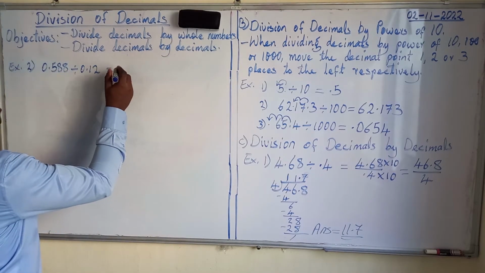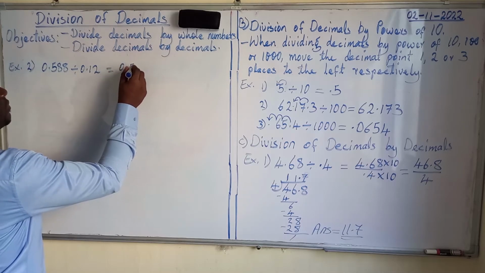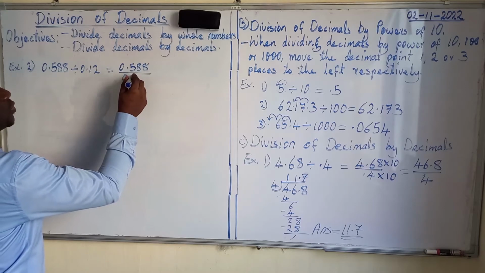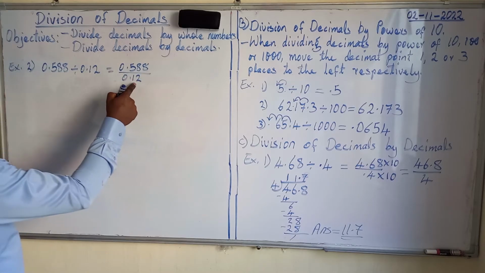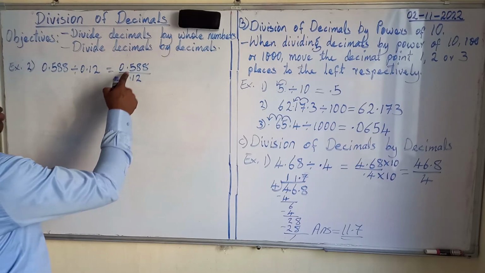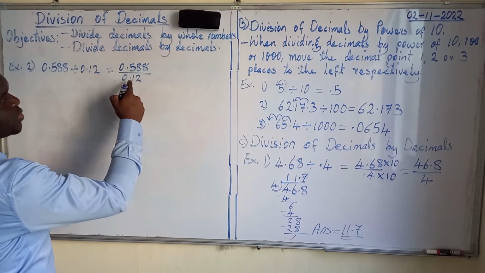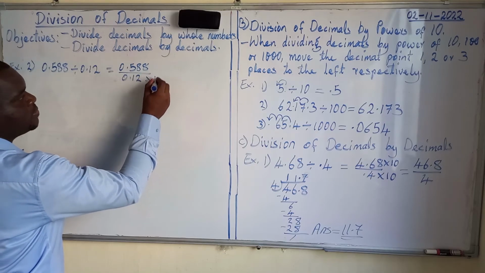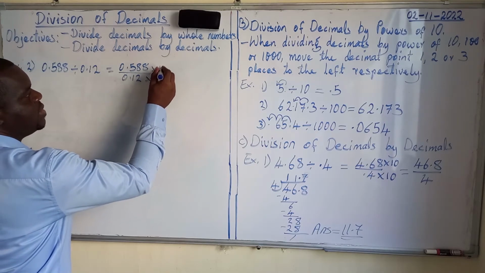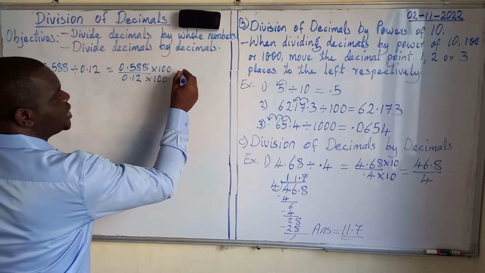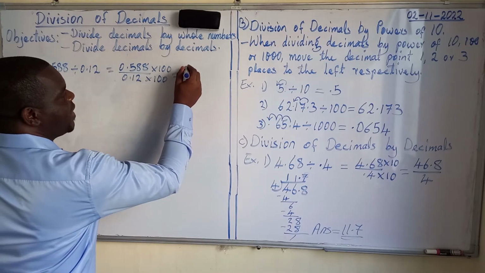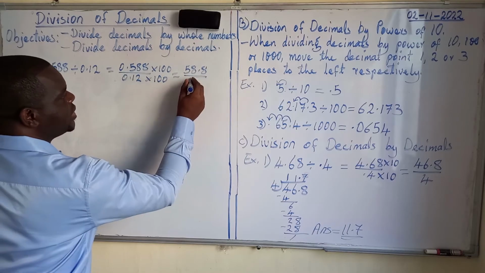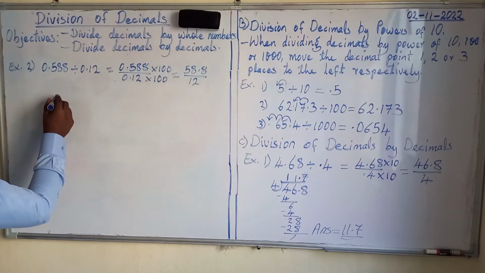First, you can just write it as such: 0.588 divided by 0.12. So below we have 2 decimal places, and to make it a whole number, you multiply by 100 so that the decimal point moves 2 places to the right. So we multiply here by 100, and we do the same for the numerator so that this numerator becomes 58.8 divided by, here becomes a whole number, 12.